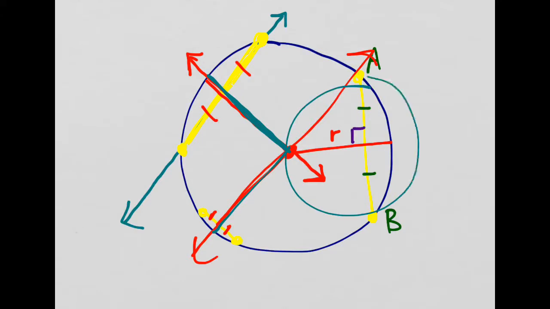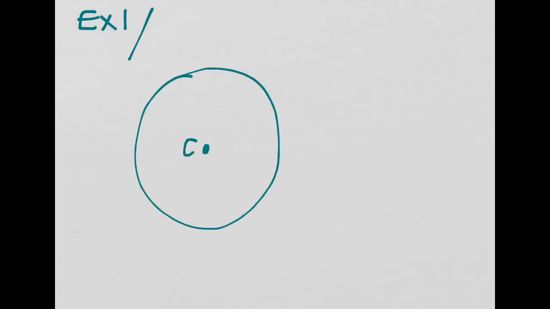So this part here is always true. Really neat. All right, let's do an example. So let's say we have a circle O. Remember, circles are named like this, circle O. That's supposed to be an O. I don't know why we're calling it O.